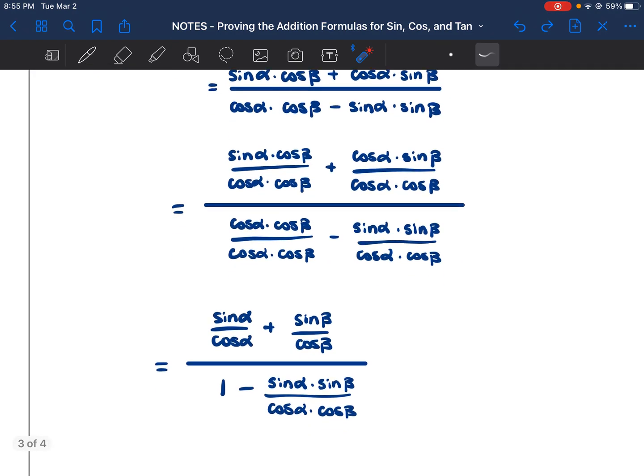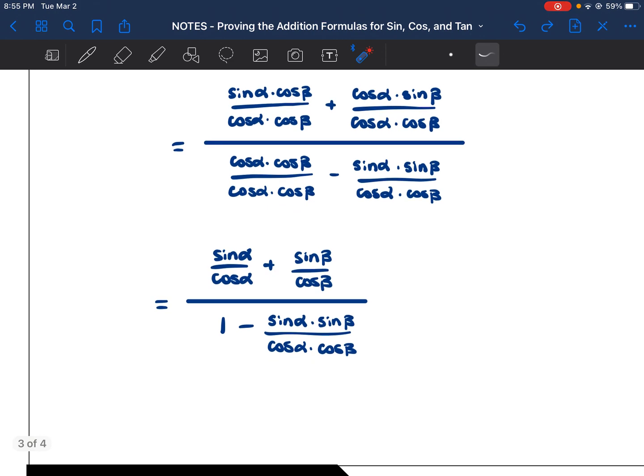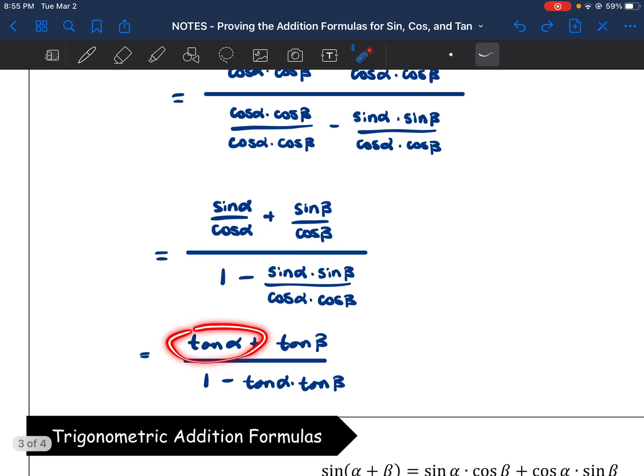So let's look at what happens here. The cosine beta cancels. We get sine alpha over cosine alpha. Cosine alpha cancels. We get sine beta over cosine beta. Here, everything canceled out, turned to 1. And then here, none of this could cancel. This stays the same. But remember that sine divided by cosine is tangent. So sine of alpha divided by cosine of alpha is really tangent of angle alpha. Sine of beta over cosine beta is really just tangent beta.